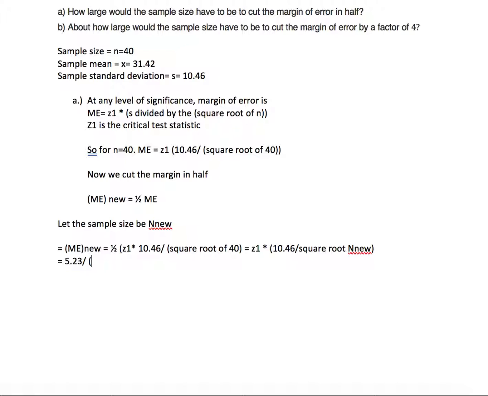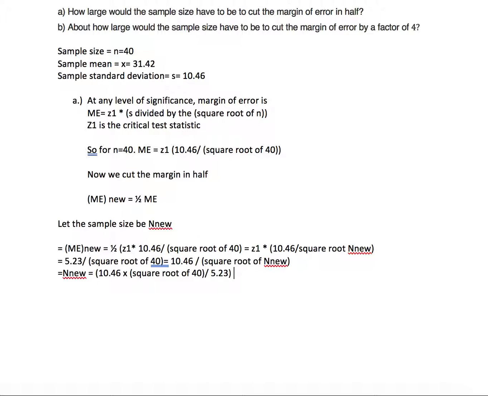So it will be 5.23 divided by square root of 40 equals 10.46 divided by square root of n new, which gives n new equals 10.46 times square root of 40 divided by 5.23, all squared.